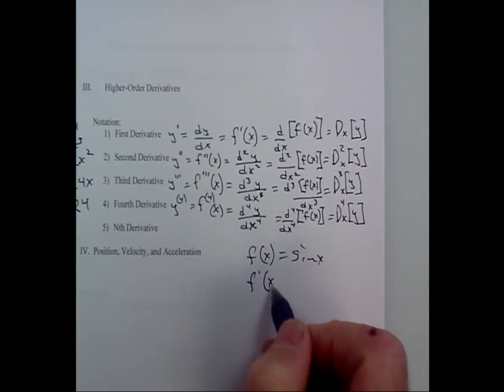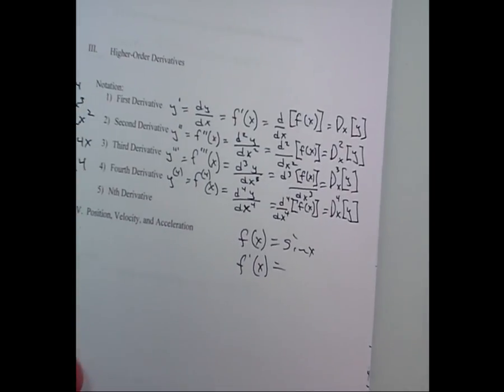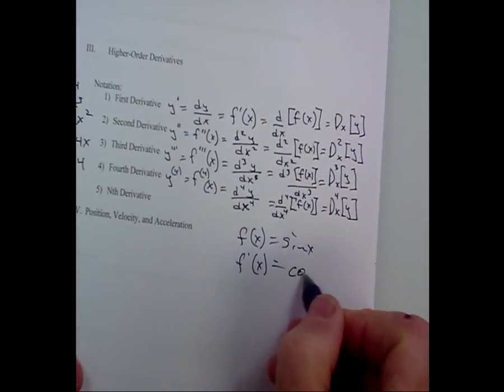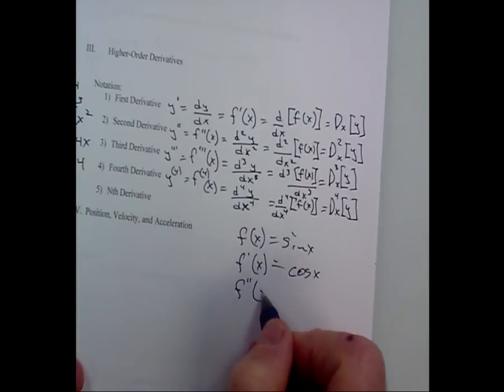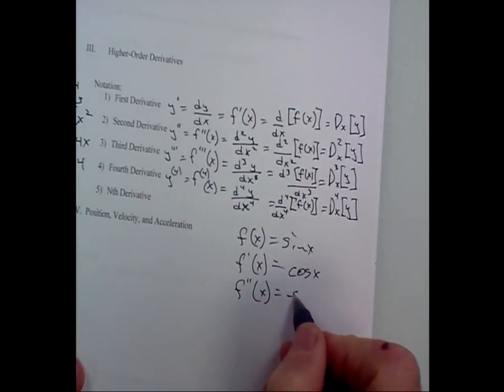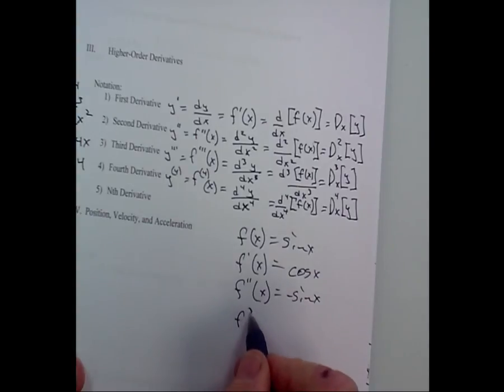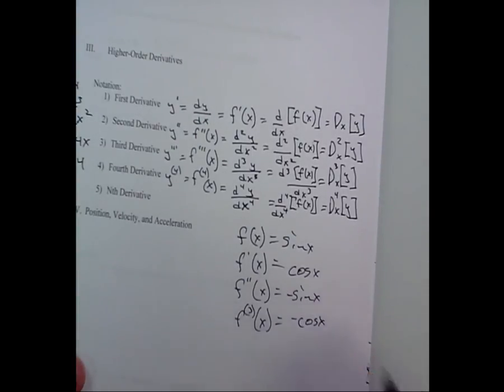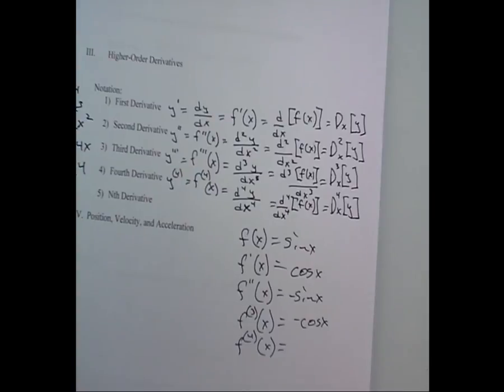If I had something like this, what's the first derivative? Cosine x. Excellent. What's the second derivative? Excellent. What's the third derivative? Negative what? Yeah, negative. You're just holy buckets. I wish I would have been like you when I took calculus. What's the fourth derivative? Back to sine. It never dies. It goes on forever.